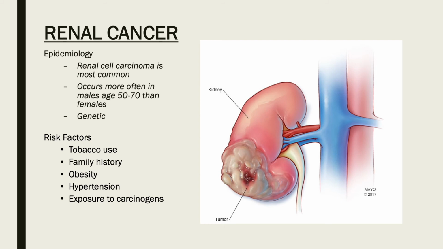Now, renal cancer occurs more often in males than in females, usually around the age of 50 to 70, and it has a genetic epidemiology. Now, the risk factors are things such as tobacco use, genetics, obesity, and hypertension. And as always for cancers, carcinogen exposure will trigger carcinogenesis, the creation of cancer cells.